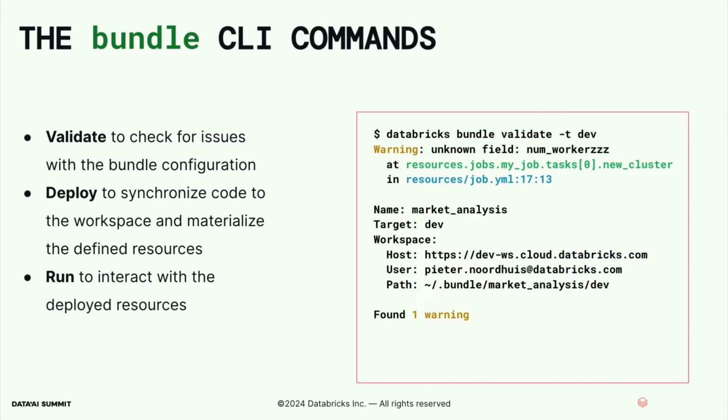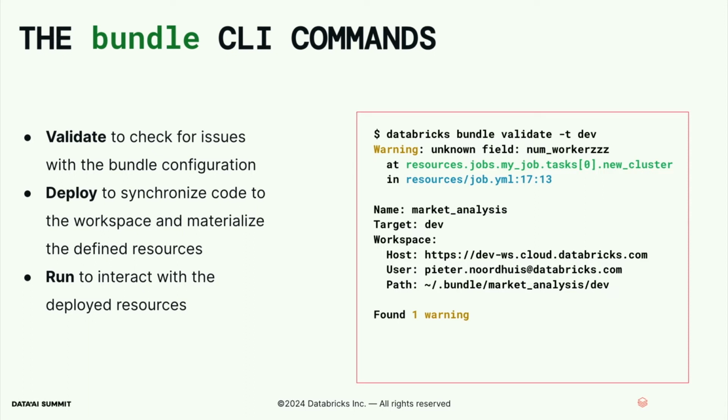CLI commands, as I mentioned before: you can validate the bundle configuration. You can deploy. What happens on deployment is we synchronize all the files in the directory where the bundle is located into the workspace, and we deploy each one of the resources that are defined in the bundle configuration. So that's the atomicity, if you will, of a bundle. You get that at deployment time, and you can run resources to interact with them.